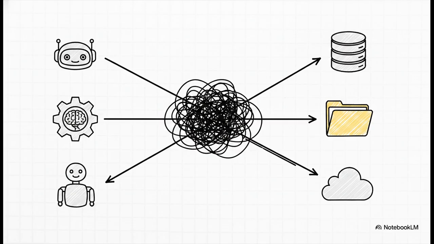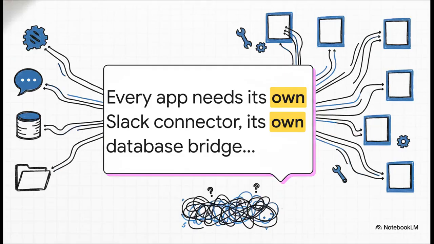You end up building custom REST wrappers and API schemas for literally every single connection. To put it in the exact words of one of our sources, every app needs its own Slack connector, its own database bridge, its own file system adapter. If you're writing code, you feel this pain. You're probably writing the exact same integration code twice or 3 times with slightly different schemas for every new app you deploy. It is totally unsustainable.